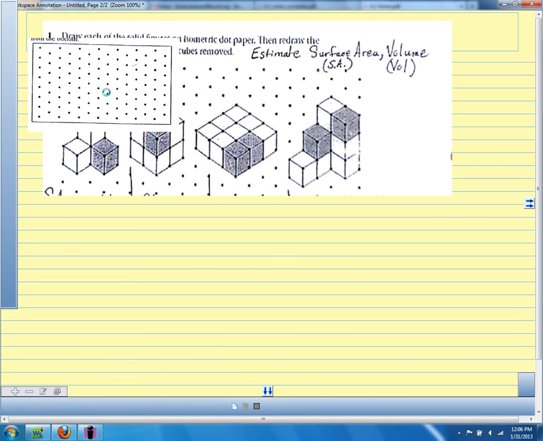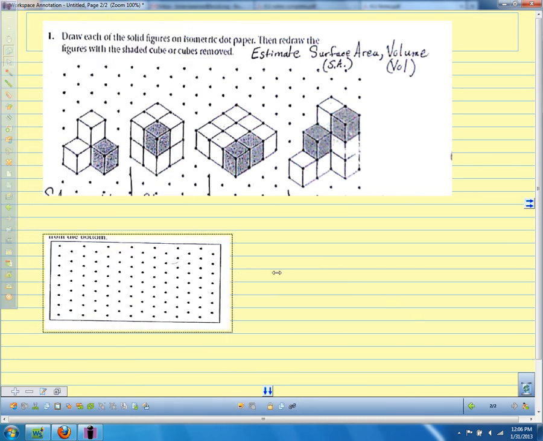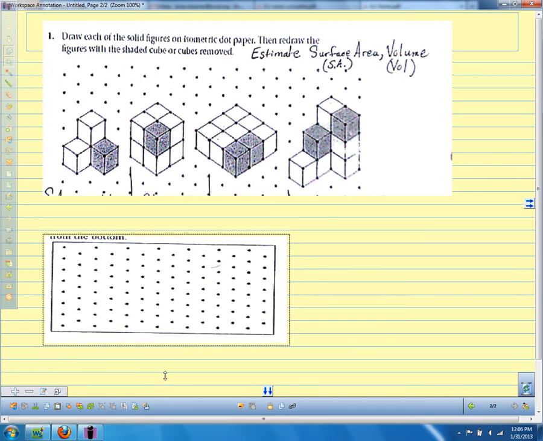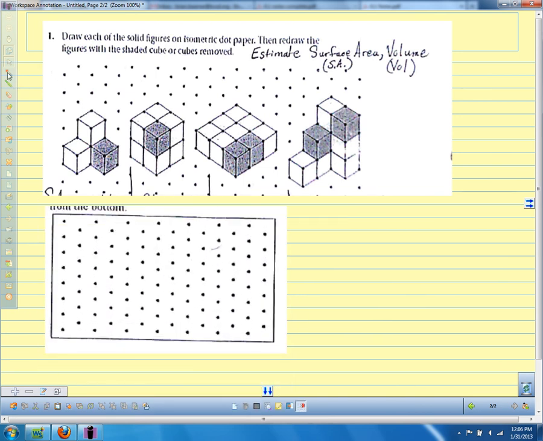So on this first set, you're going to want to do 2 drawings per little grid there. On the first set, it says draw the figure and then redraw it with the shaded cube removed. So if I draw this figure, I'm just going to demonstrate. I'm going to draw like so. There's my top cube.